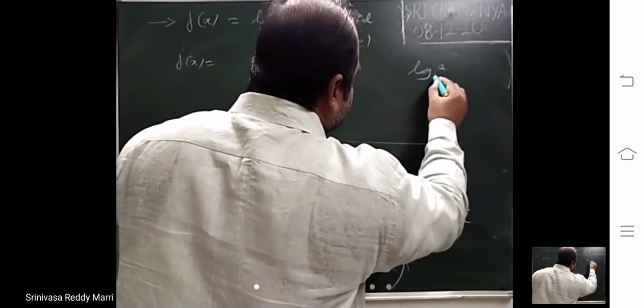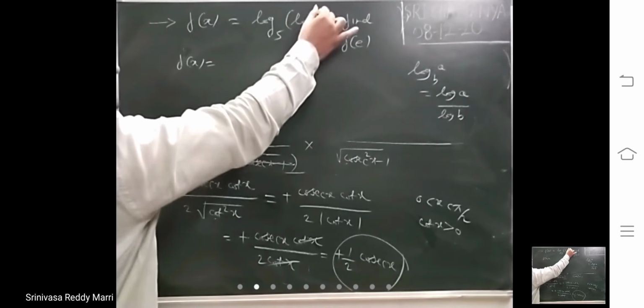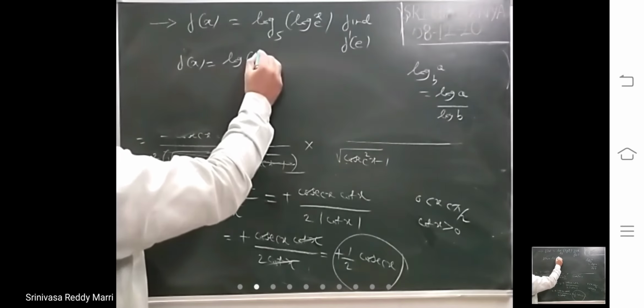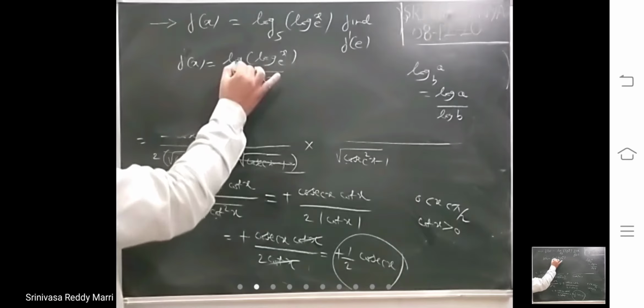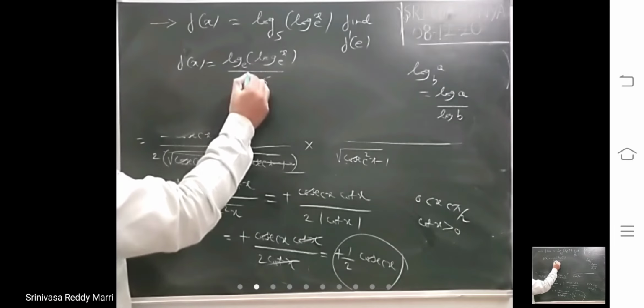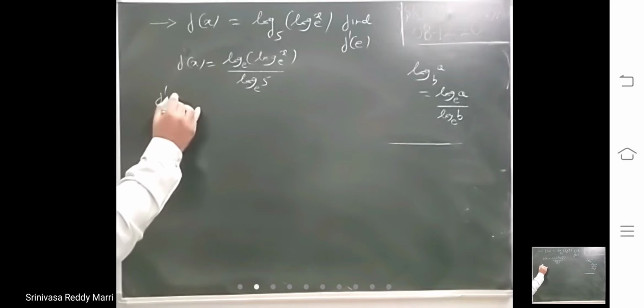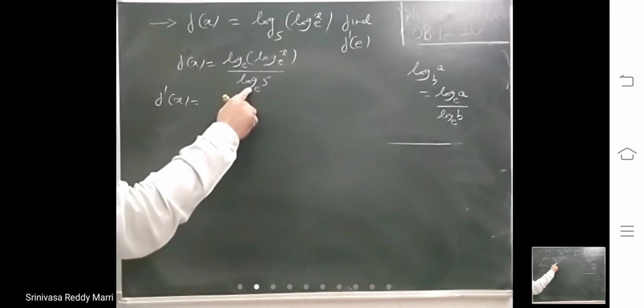Log a divided by log b. Here a is log x to the base e, and b is 5. That means this is nothing but log x divided by log 5. If you write it this way, base e will be there. You can write this as log a to the base e divided by log b to the base e. Now look at f dash x, which means d by dx of this. So this is constant.